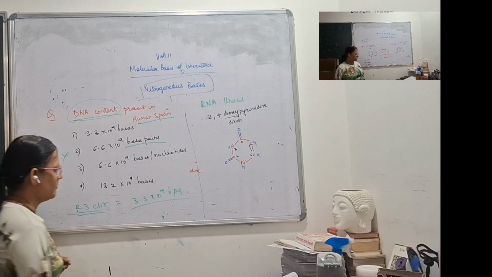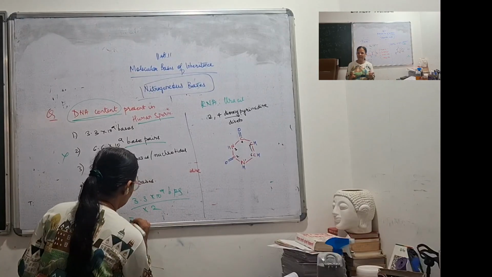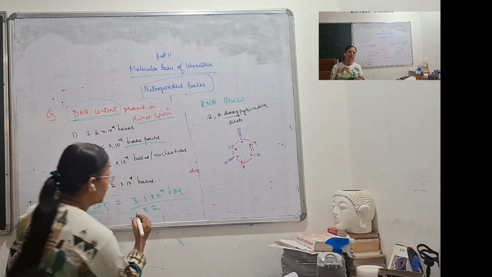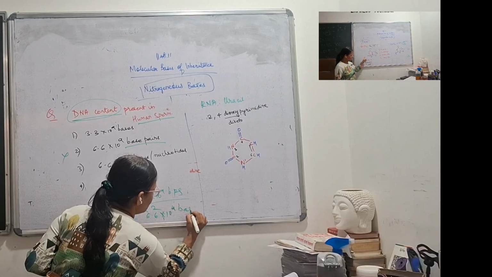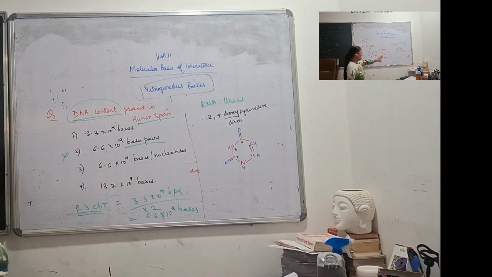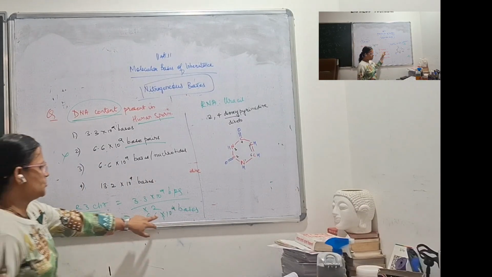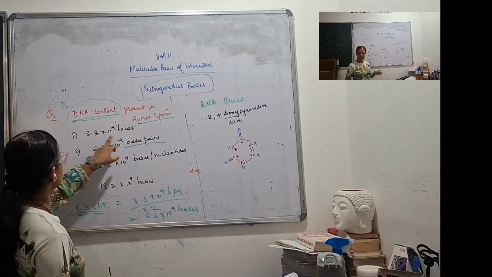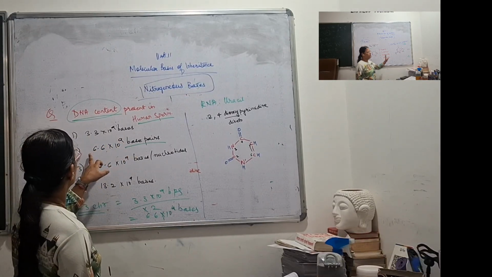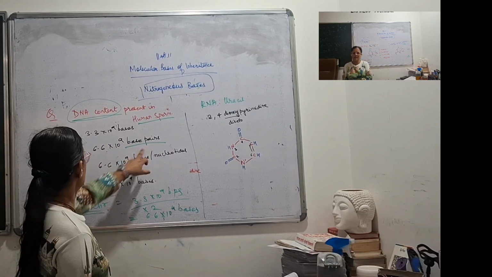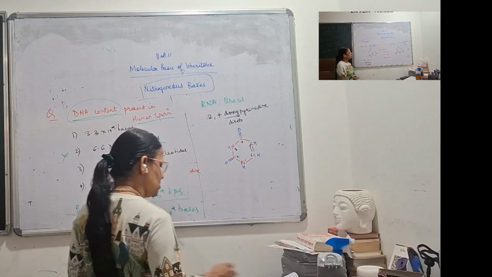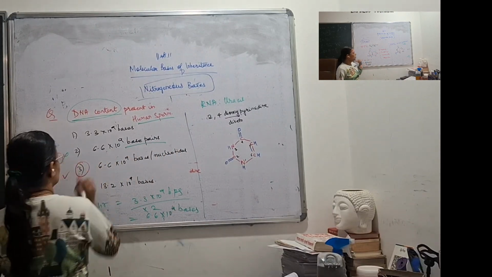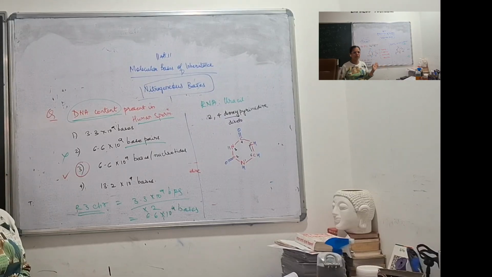Then what will I do? I will multiply this by 2. What will I get? 6.6 into 10 raised to 9 bases. Now see whether this option is present. 6.6 into 10 raised to 9 base pairs. So your correct answer is what? Option 3 and not 2.